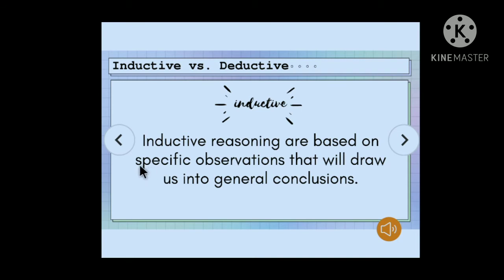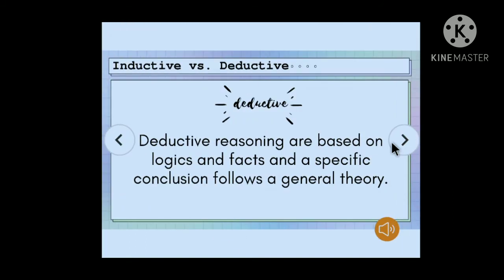Inductive reasoning is based on specific observations that will draw us into general conclusions. As simple as it is. Next, we have here the definition of deductive reasoning. Deductive reasoning is based on logic and facts, and a specific conclusion that follows a general theory.